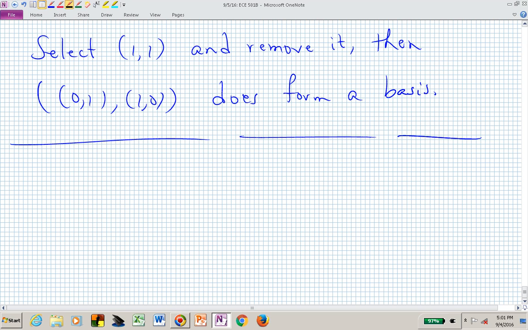Another theorem. Whoops. Getting my numbers out of order.